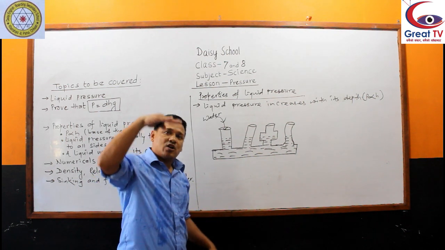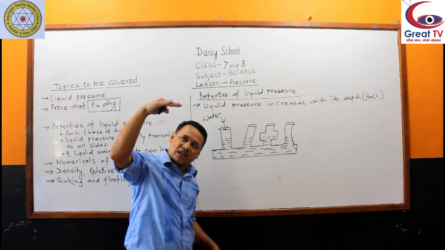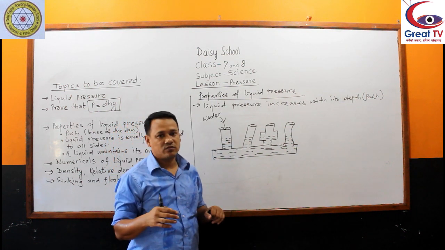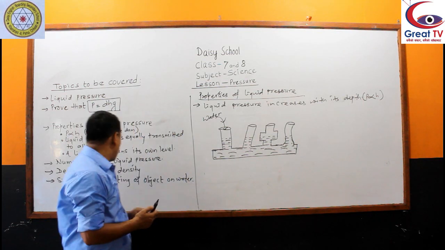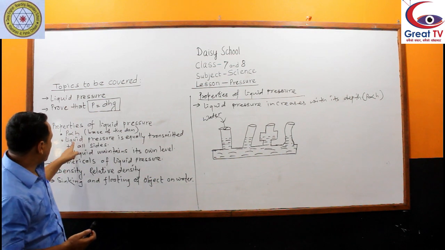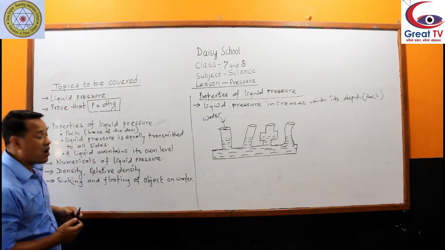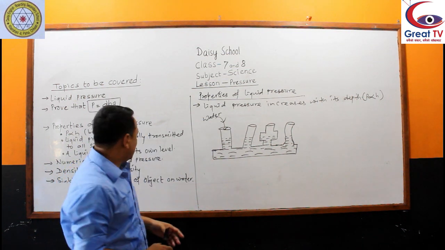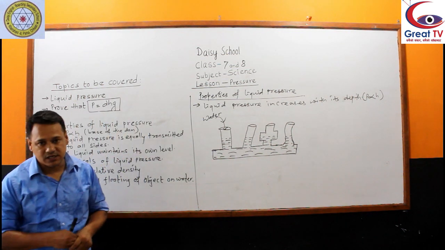It cannot be at a high level at one place and low in another place in the same tube. So this is called, a liquid maintains its own level. This is the third property. The second property is liquid pressure is equally transmitted to all sides. We have discussed it with the experiment or activity. These are the properties of liquid pressure.